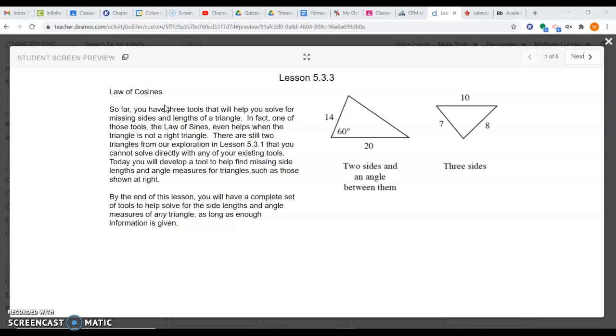Just make sure that if you're uncomfortable with any of those topics I just listed, you reach out and get some help. Let's get into what the law of cosines is and how we can use it to solve for missing side lengths.